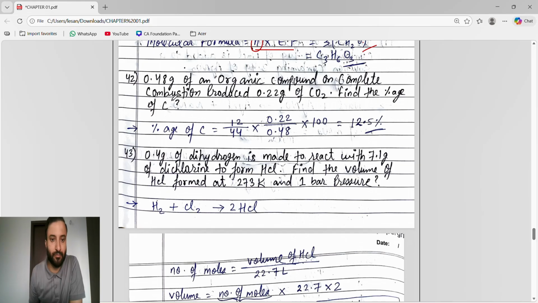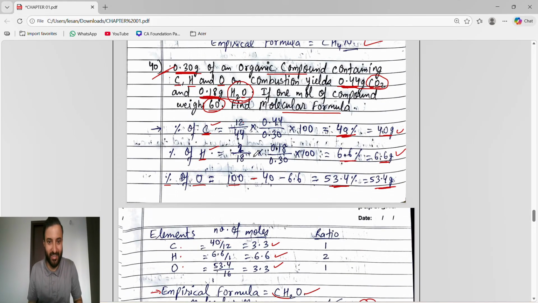Now next. 0.48 gram of organic compound on complete combustion produces 0.22 gram of CO2. Find the percentage of carbon. If you know, we just did this type of question here. This is what we did, correct?